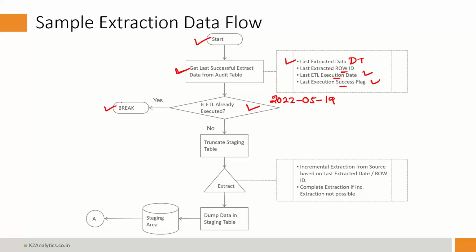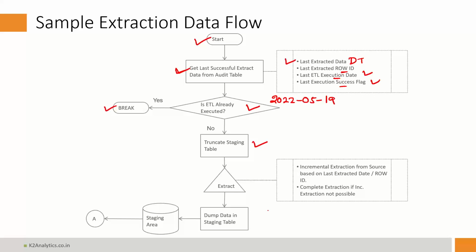Why should my ETL run? So for that purpose, storing these execution dates and success status is important. If the ETL was not a success for the given day, the ETL has to move forward, right? You need to truncate the staging table. The staging data will have data of the previous run, so you should ensure the staging tables are truncated.